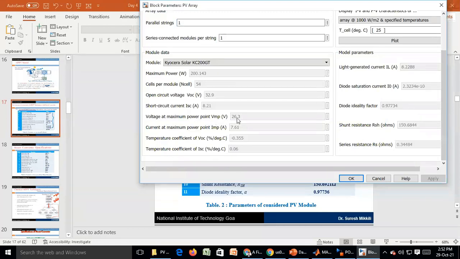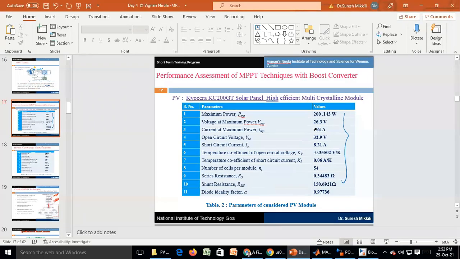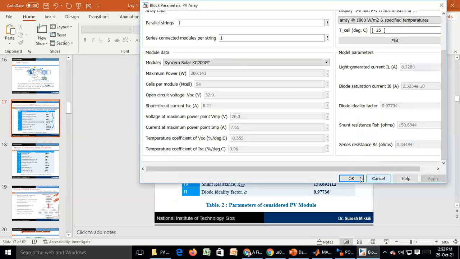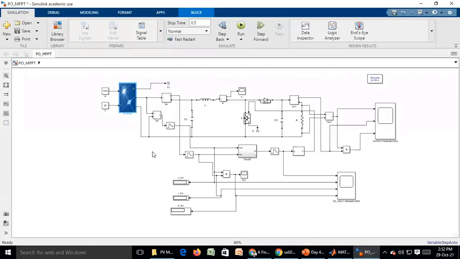The voltage at VMP is 26.3 and the current is 7.61. These are the same values which I have considered here, 26.3 and 7.61. Okay, now the PV panels are selected, at 1000 watt per meter square and 25 degrees.